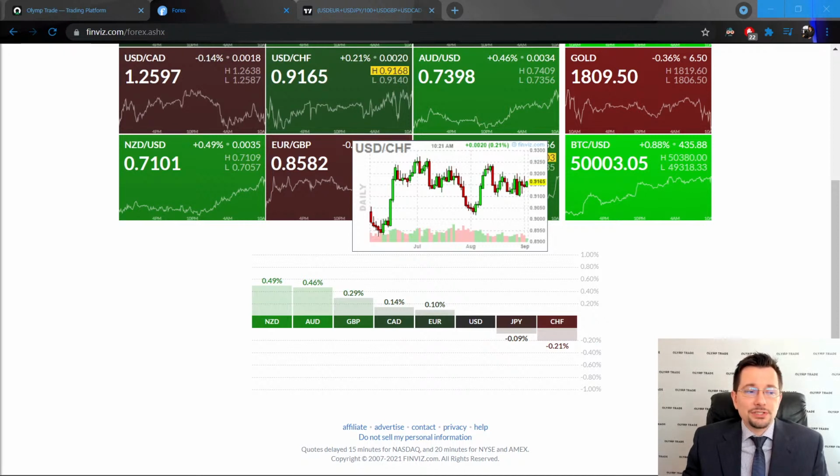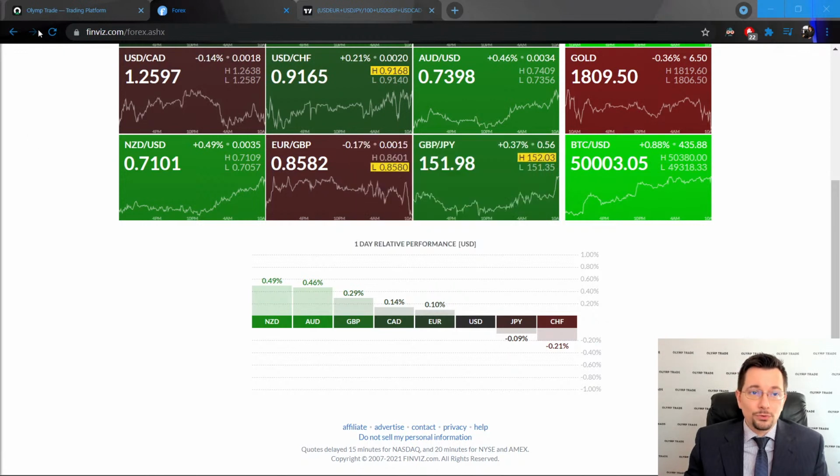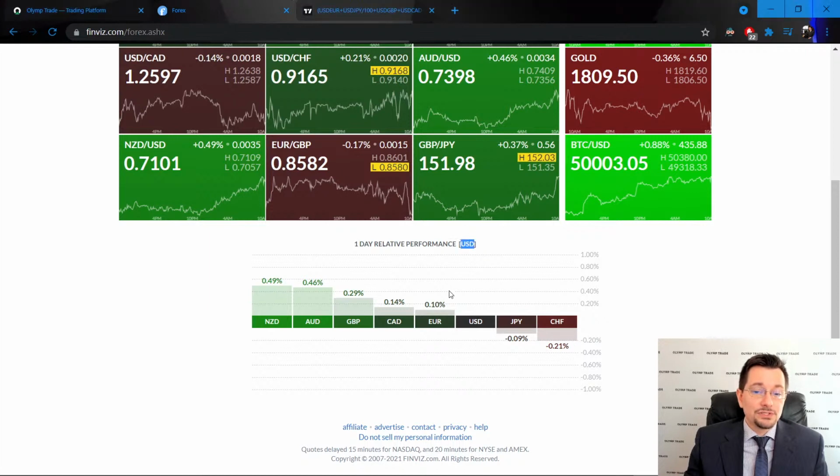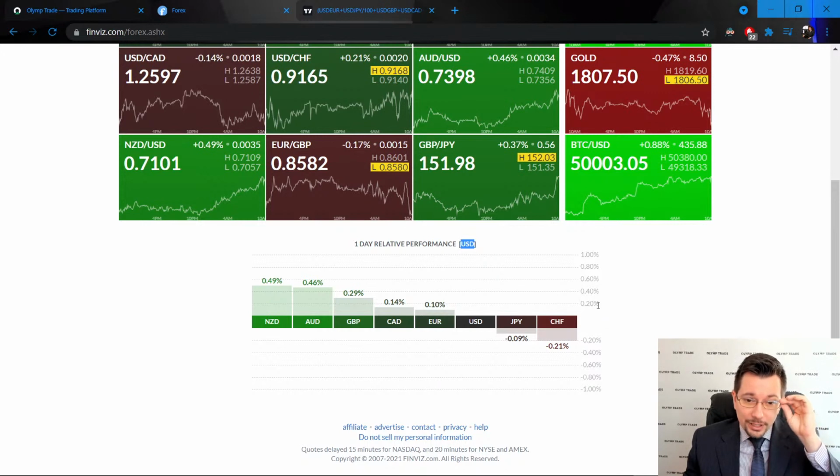So the correlations that we have is the US dollar to gold. Right here, this is what the currencies are doing in relation to the US dollar. So this is a really good correlation meter. Honestly guys, one of my trading strategies was buying whatever the strongest currency was against the weakest currency. So in something like this, I'd be buying the Aussie versus the Swiss franc.